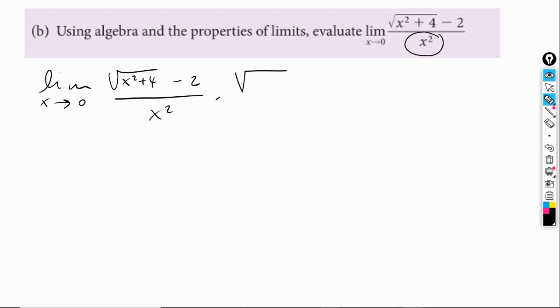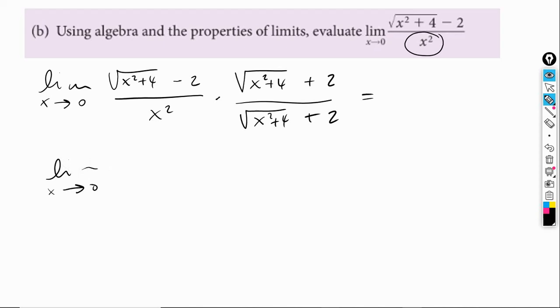So the conjugate of this expression on the numerator would be square root of x squared plus 4 plus 2. And then we also have to multiply it by the denominator. So this multiplied by square root of x squared plus 4 plus 2. So then what are we going to get? We're going to get the limit as x approaches 0.